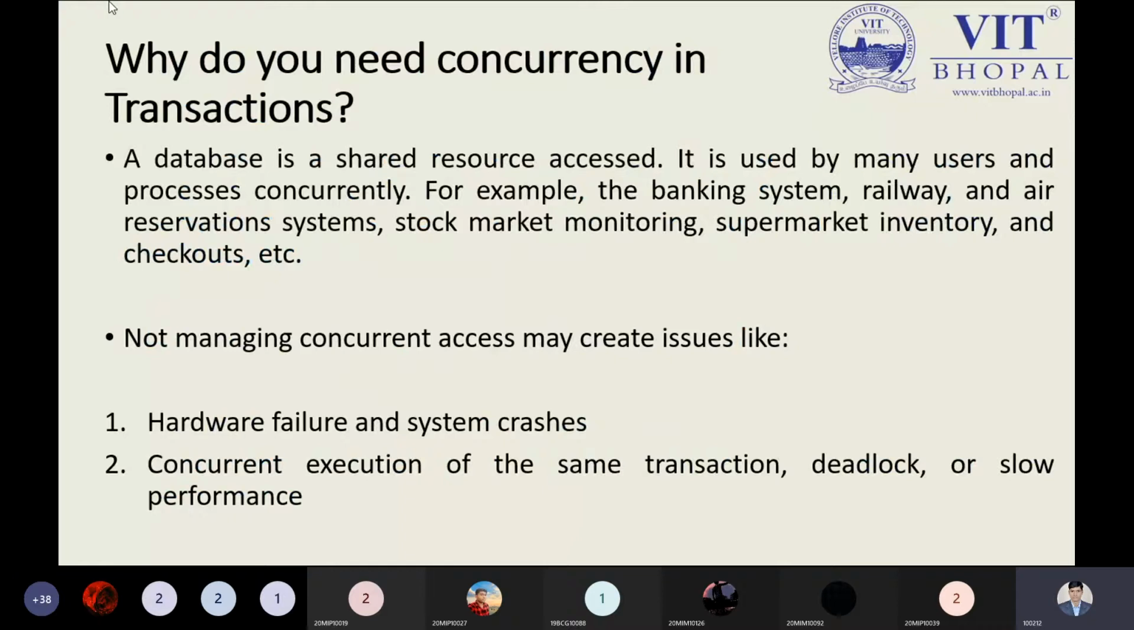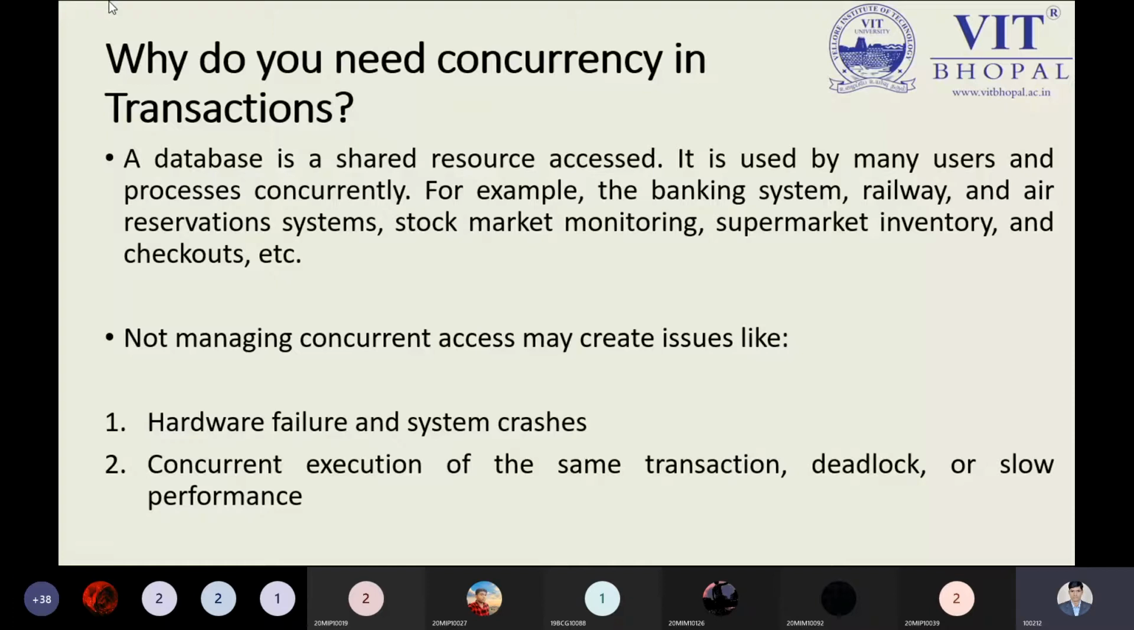So why do we need concurrency in the transaction? This is a word we have to keep in mind while learning database management systems. A database is basically a shared resource, used by many users and processes concurrently. For example, banking systems, railway and air reservation systems, stock market monitoring, supermarket inventory. There are lots of places where you can use concurrent execution of processes. A simple example is the Gmail server, where multiple users communicate with each other, sending and receiving mails concurrently, at the same moment. So this is a real kind of application.